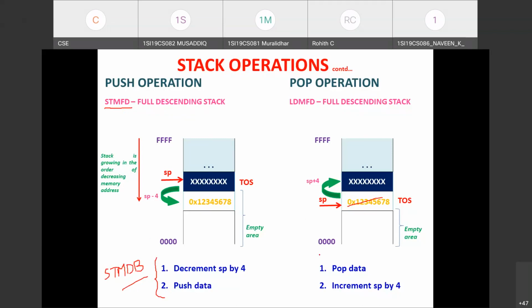What is the equivalent LDM instruction? LDM. If it is decrement before, then IA. Yes, very good. D is replaced with I and B is replaced with A. It is LDMIA, since we are first retrieving and then incrementing. It is increment after: access the data, then increment. Just see the equivalent instruction. If you have clearly understood ascending, descending, empty, full, those terminologies, then you can easily understand the stack operations.